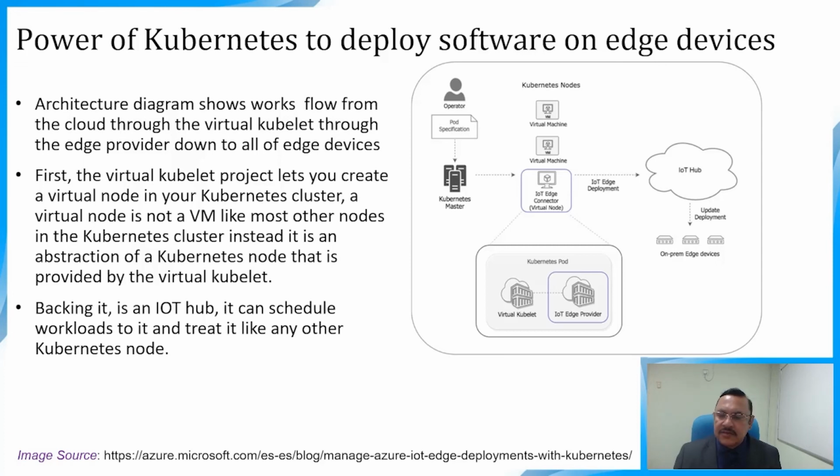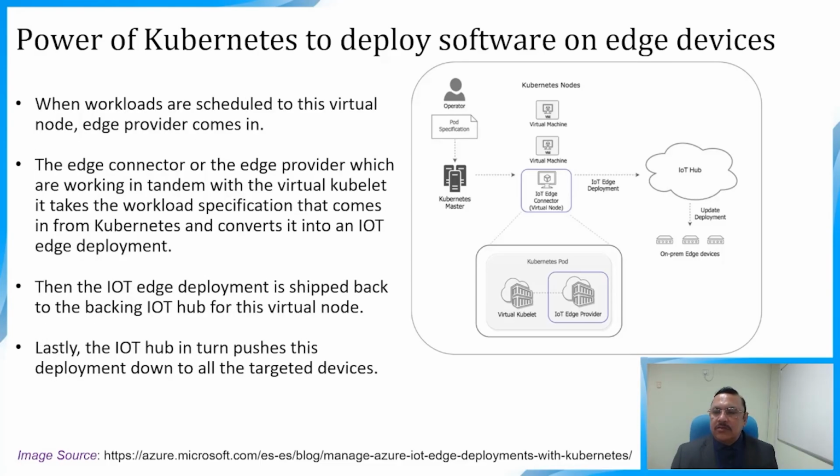For example, in the figure you can see deploying an application in the IoT cloud edge system. The architecture diagram shows the workflow from the cloud through the virtual kubelet through the edge provider down to all of the edge devices. First, the virtual kubelet project lets you create a virtual node in your Kubernetes cluster. A virtual node is not a VM like most other nodes in the Kubernetes cluster. Instead, it is an abstraction of a Kubernetes node that is provided by virtual kubelet. Backing it is an IoT hub. It can schedule workloads to it and treat it like any other Kubernetes node.